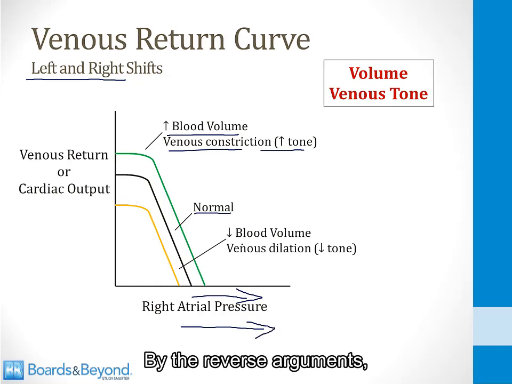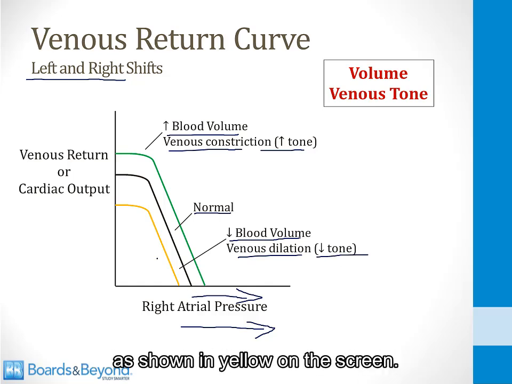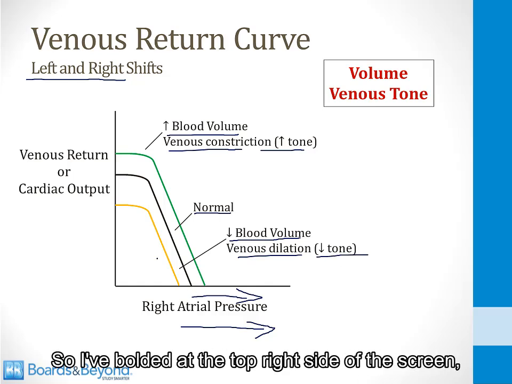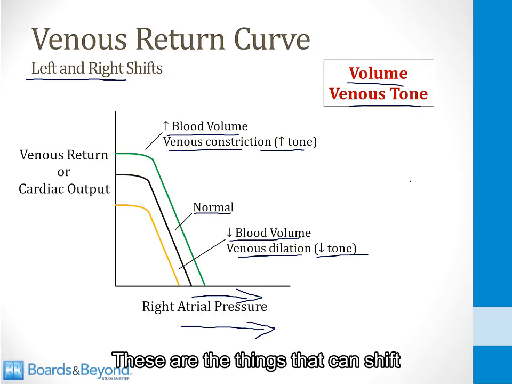By the reverse arguments, if you were to decrease blood volume or dilate the veins, in other words decrease the venous tone, that would shift the curve to the left as shown in yellow on the screen. So I've bolded at the top right side of the screen the words volume and venous tone. These are the things that can shift the venous return curve left or right.